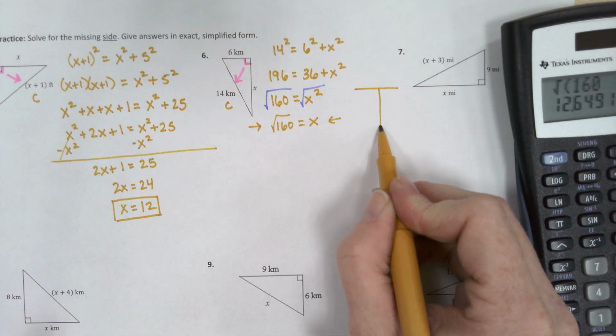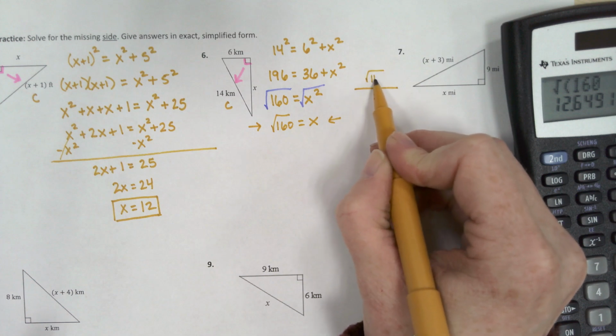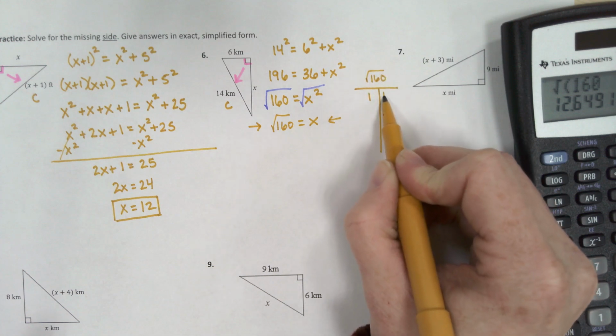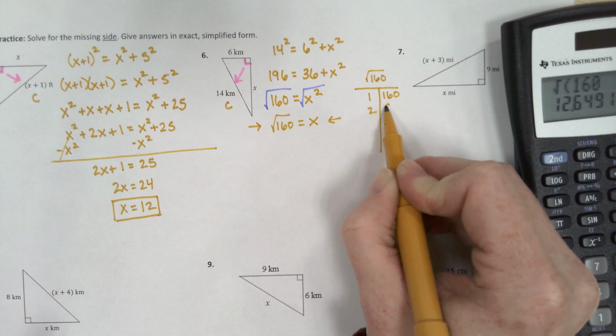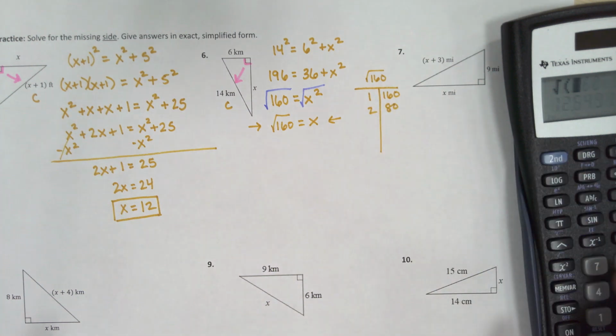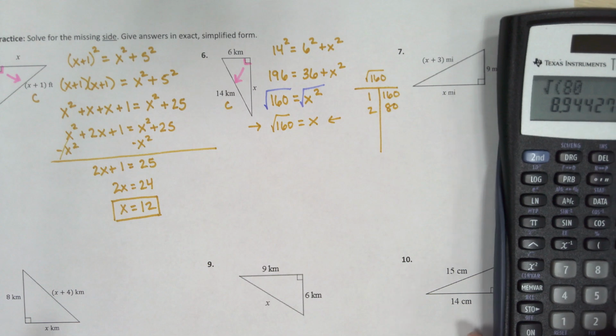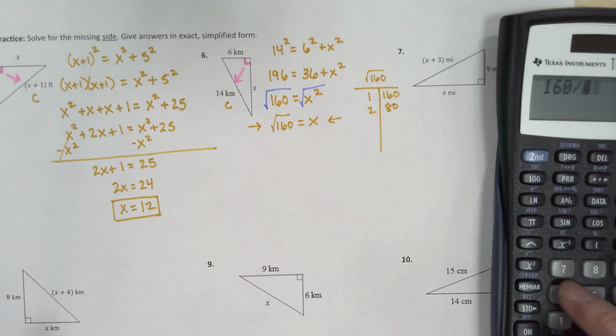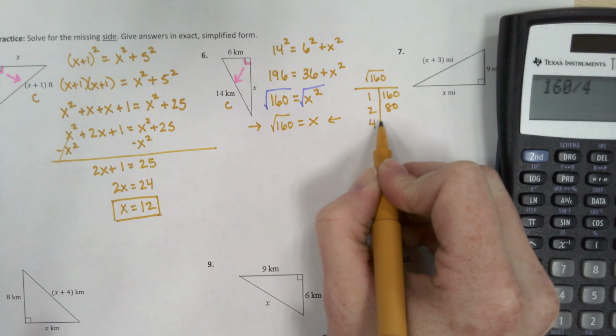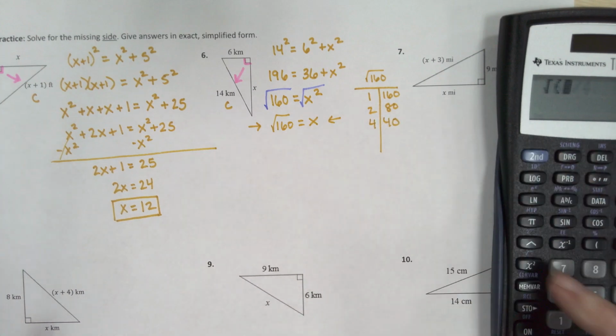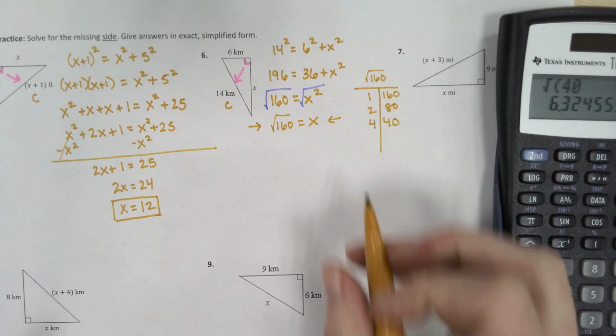I did the last one with a factor tree, so I'm going to do this one with a factor table. 1 and 160, 2 and 80. If we try to square root 80, no good. 160 I don't think can be divided by 3. Nope. 160 divided by 4 is 40. So if I try to square root 40, doesn't work out.